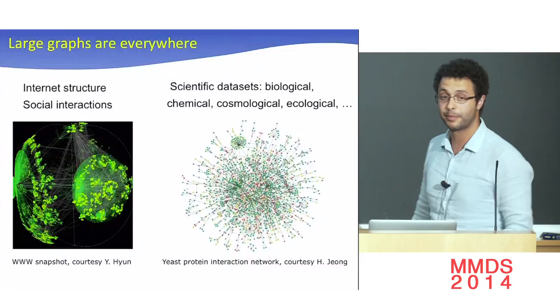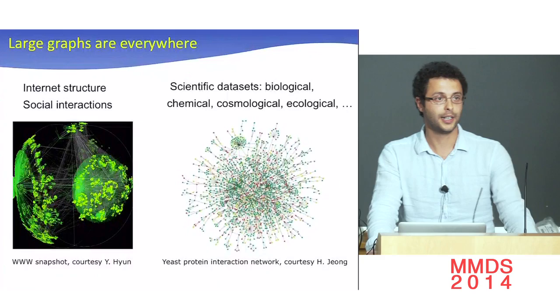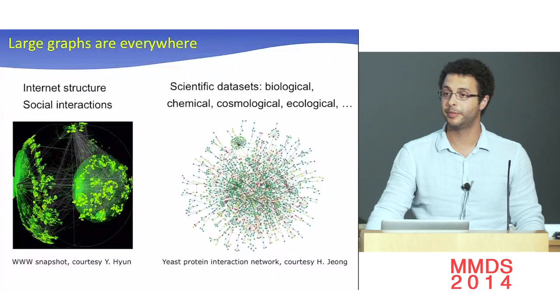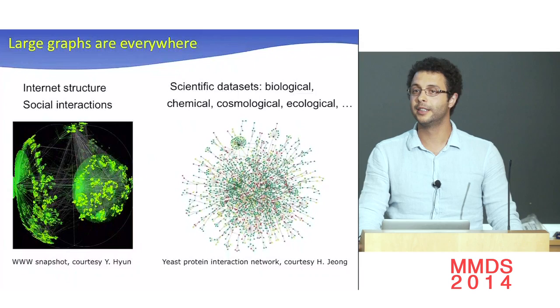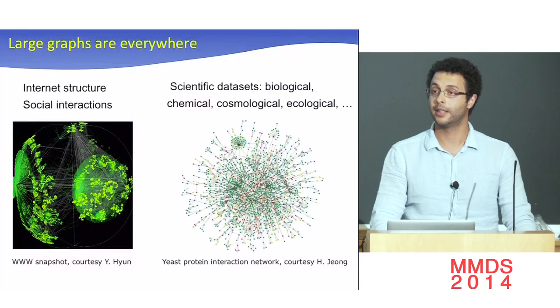And my particular focus is on scientific data sets, where a lot of data, biological, chemical, cosmological, ecological, and astrophysics data can be modeled as graphs, where the entities are vertices and interactions between entities become the edges. And there, usually, there is very little limit about how big the graphs get, because the scientists are usually more interested in higher resolution if you can provide the power to run computations on them. Okay, so that's about computation.